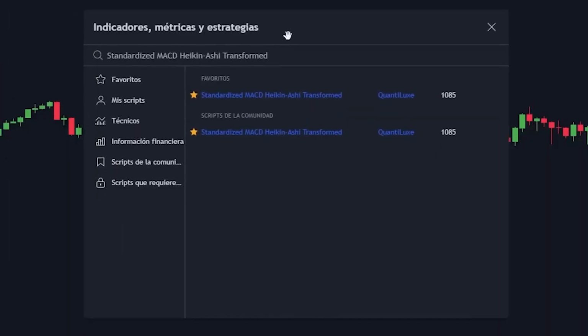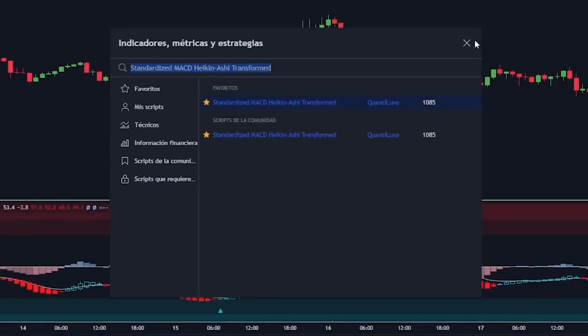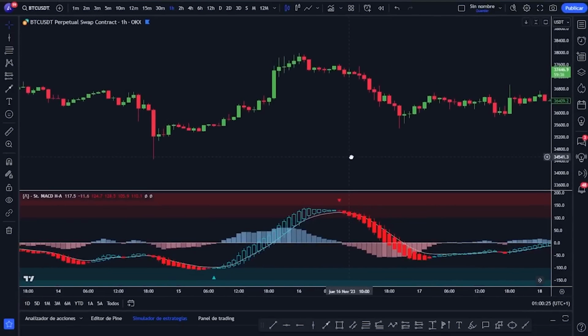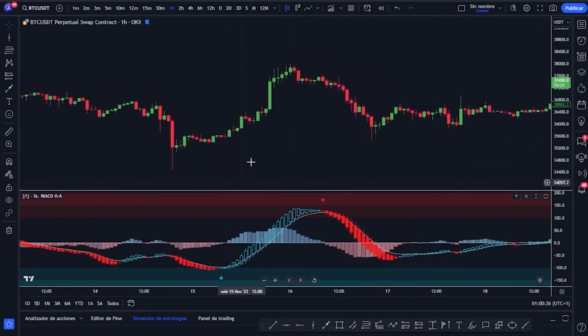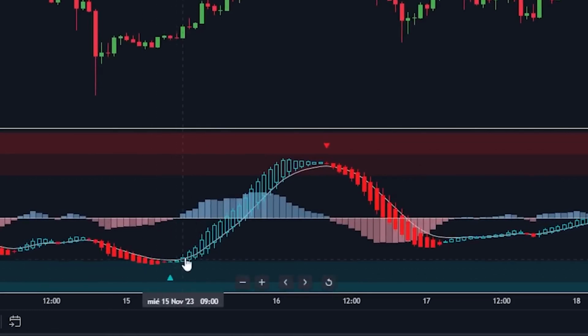We now move on to one of the most modern MACD style indicators that have been created. I'm talking about the so-called Standardized MACD Heikin-Ashi Transformed. As you can see, placing it already changes things quite a lot, even if only by its design. It also provides us with extra information such as these upper and lower bands, which can help us in a more visual way to know when the MACD is in areas more prone to reversal.